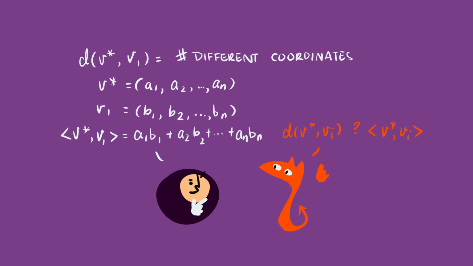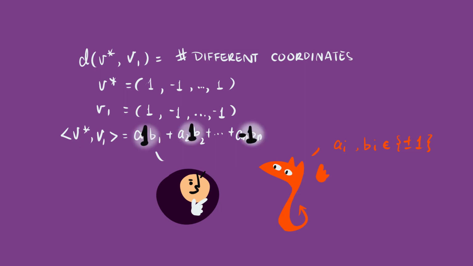Yes, but do not despair, for I am here. Try to relate the Hamming distance of a pair of points to their inner product. Alright, let's deal with v1 first. The Hamming distance between v star and v1 is the number of coordinates in which they differ, while the inner product of v star and v1 is, well, the sum of the products of some terms. Do not forget that those terms can only be plus or minus 1. Right, that limits what the product can be.